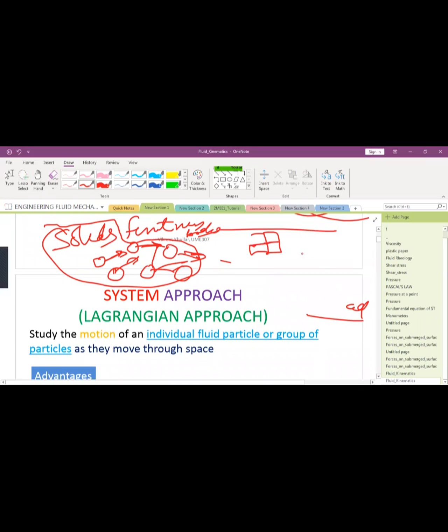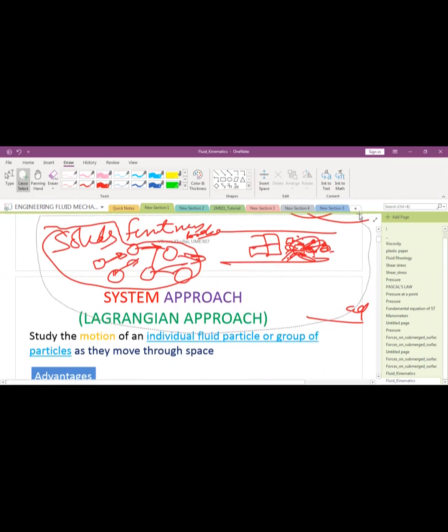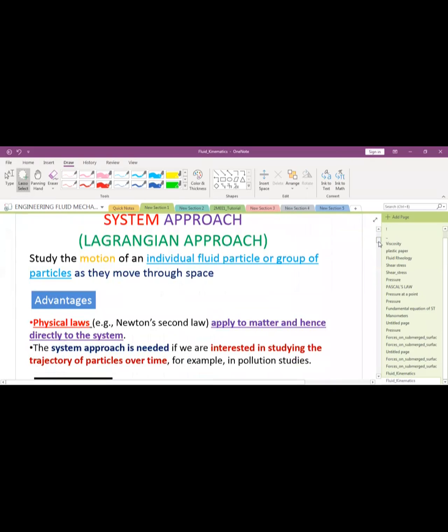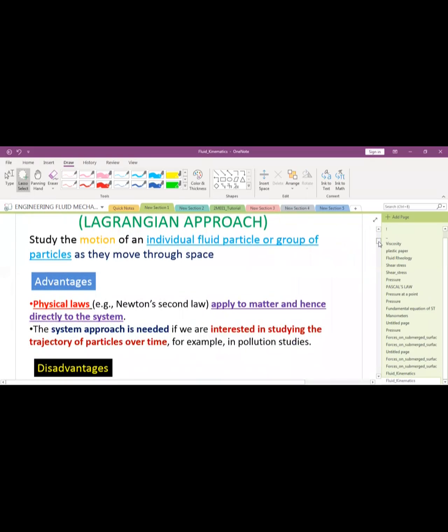So in a flow field, somebody can choose this as fluid element, somebody can choose this as fluid element, and you need to track the interaction between these fluid elements. So it is very difficult to track these particles. So that is the disadvantage of Lagrangian approach in fluid mechanics. Are you clear? Any doubts?